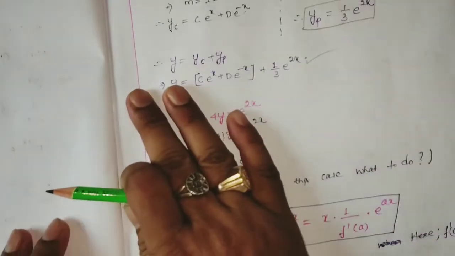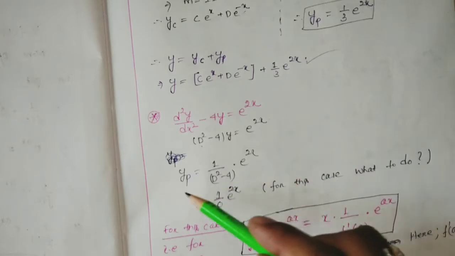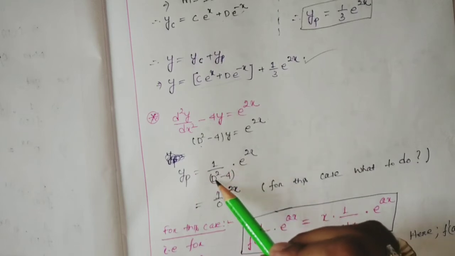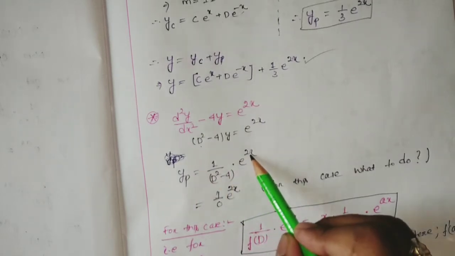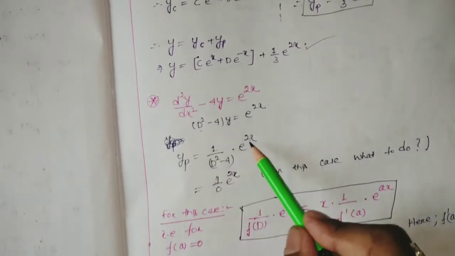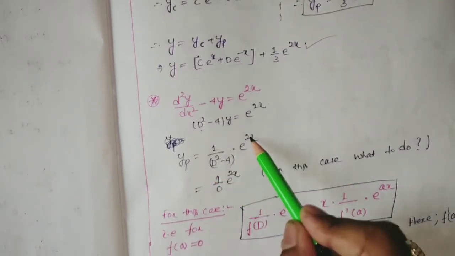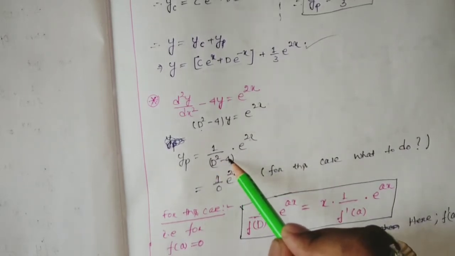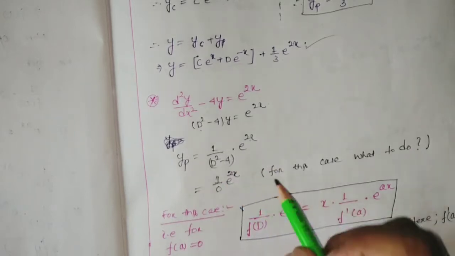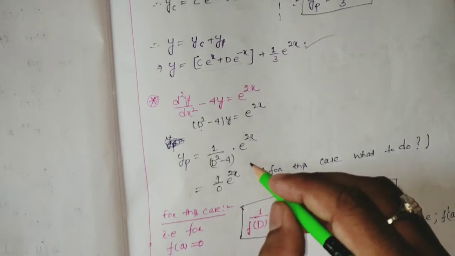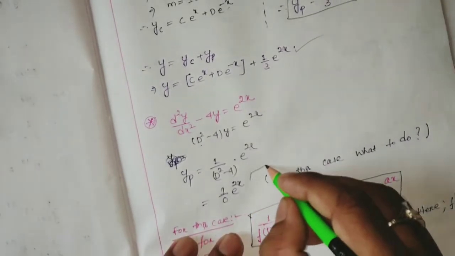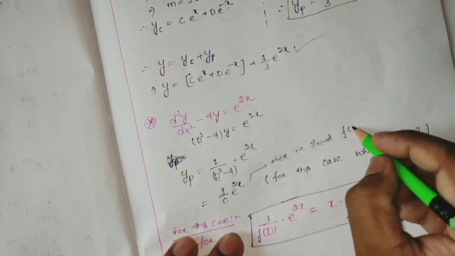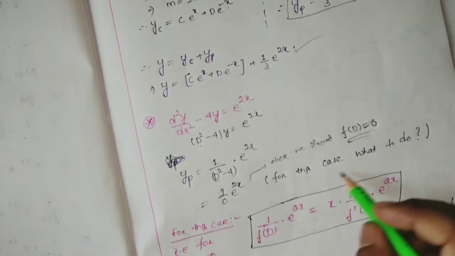for your confirmation, that here we are going to get f of a equal to 0. See here, yp equal to 1 by d square minus 4 e to the power 2x. For this case, instead of d we have to put a, here a equal to 2. If I put 2 square equal to 4, 4 minus 4 equal to 0. So 1 by 0. So here we found that the so-called f of a equal to 0. For this case, what to do?